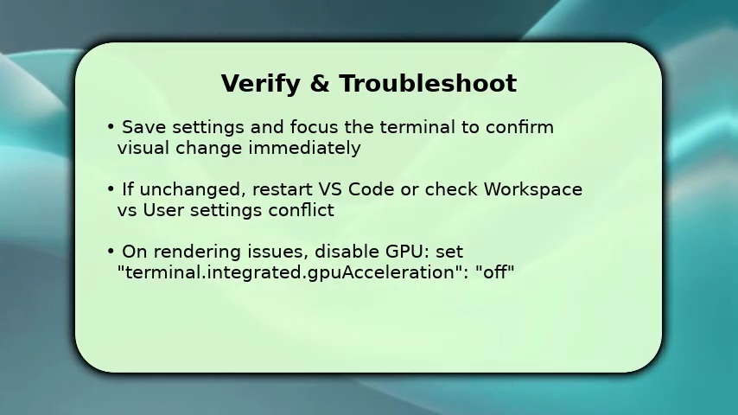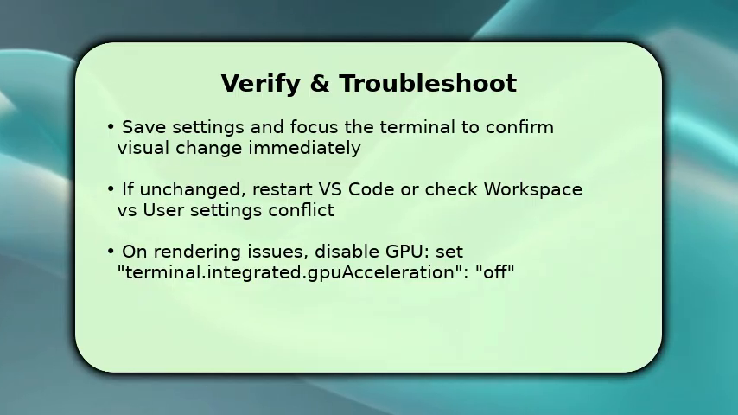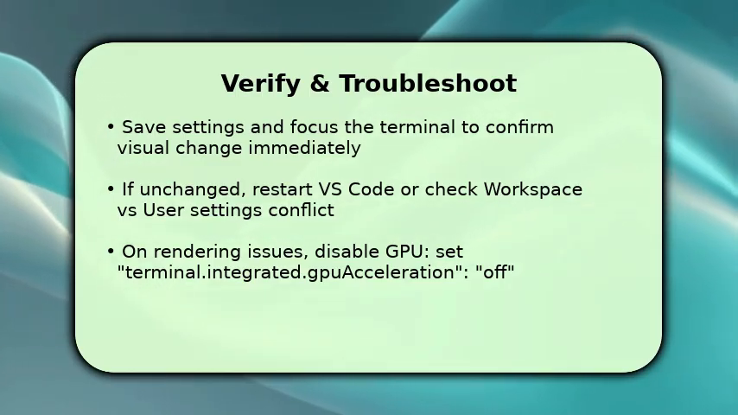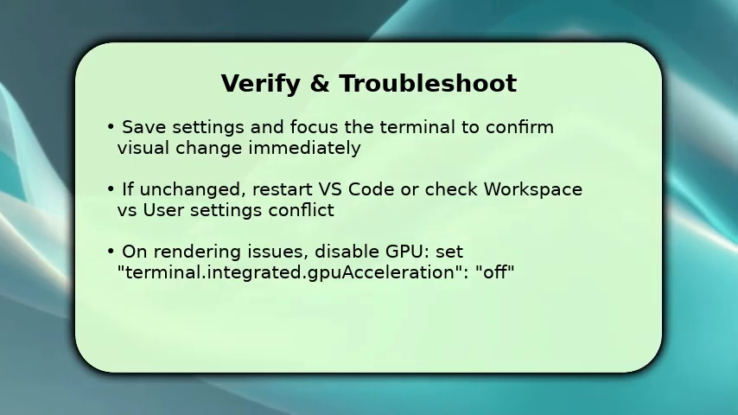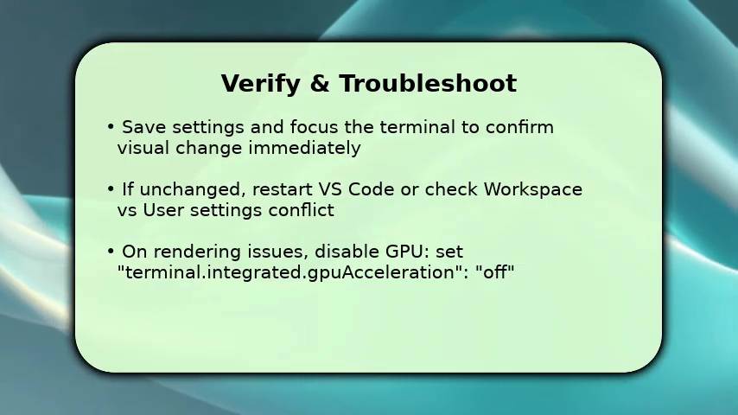If nothing changes, make sure the setting is in User Settings or remove any workspace override. Sometimes themes or extensions can override settings. When characters render poorly, try disabling GPU acceleration with terminal.integrated.gpuAcceleration, off, and restart VS Code.